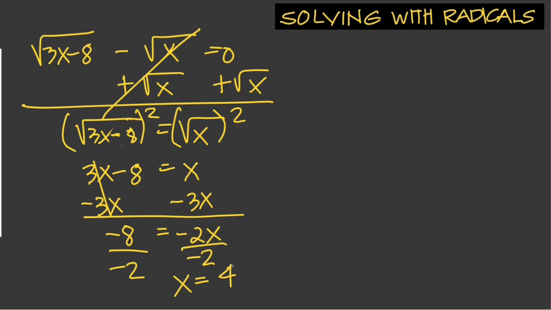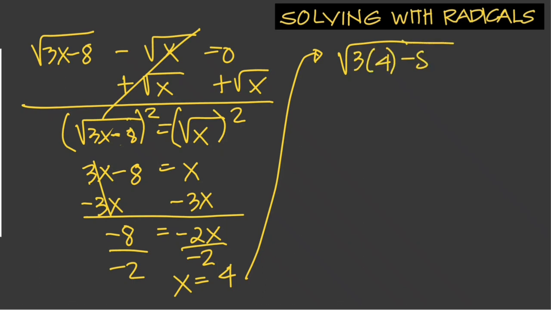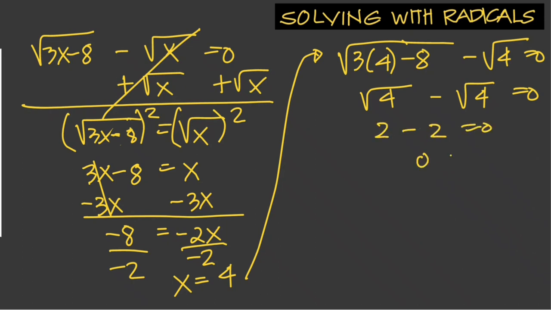So we need to check our answer because our index is even. So we plug in x equals 4 to the original equation. So that is square root of 3 times 4 minus 8 minus square root of 4 equals 0. So 12 minus 8 is just 4. So this is square root of 4 minus square root of 4 equals 0. So this is 2 minus 2 equals 0, 0 equals 0. So that means x equals 4 is a true solution to our problem.